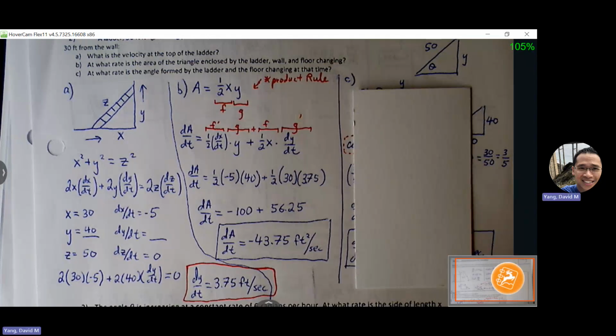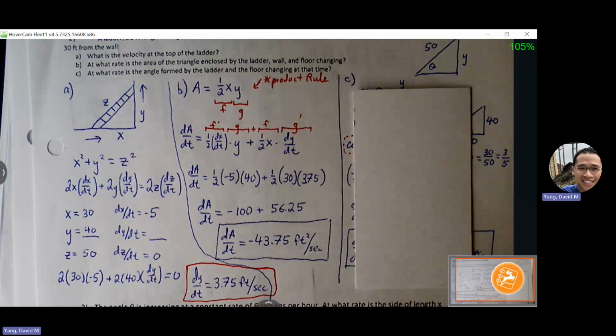Just be aware of the units involved with part B. dA/dt, we're talking about area over time. Area is a 2-dimensional unit, so that's why it's square feet. Time is seconds, so square feet per second.